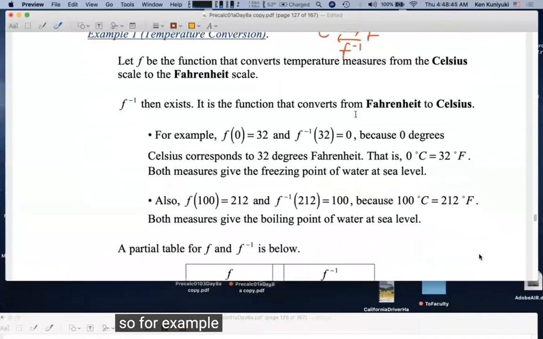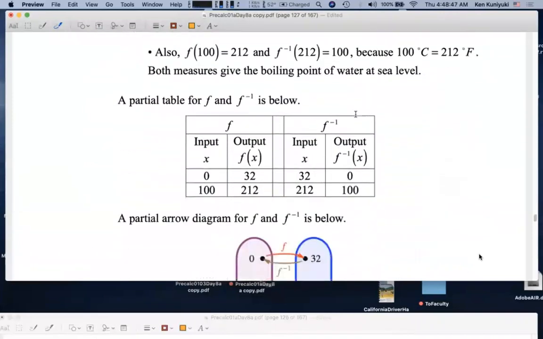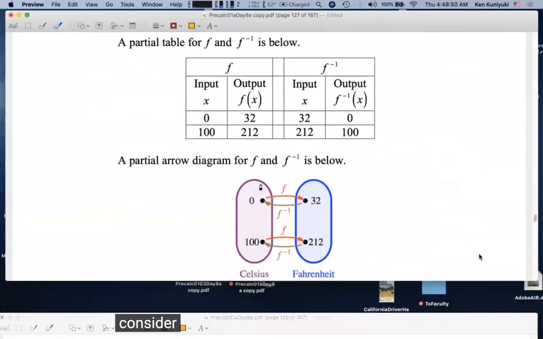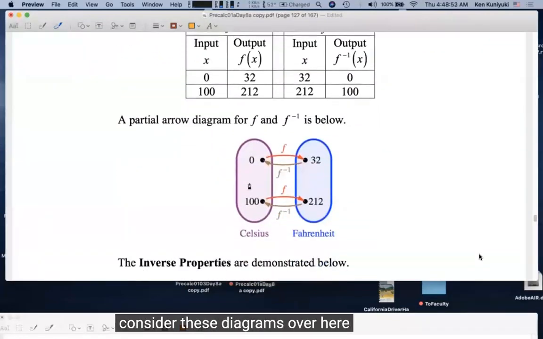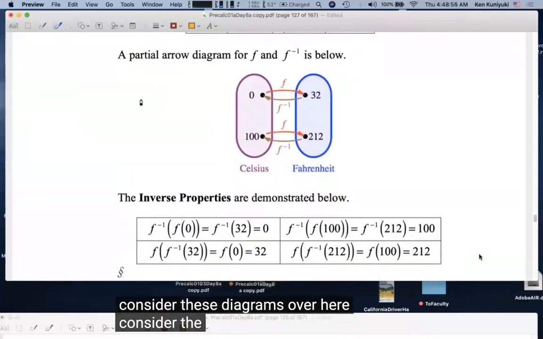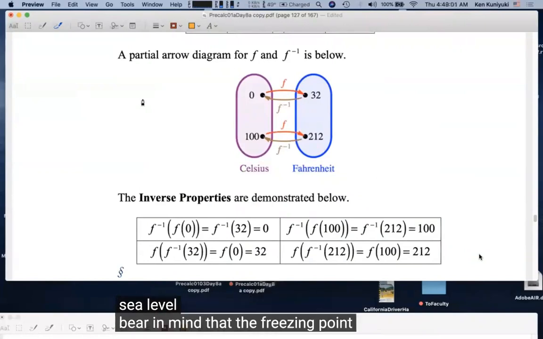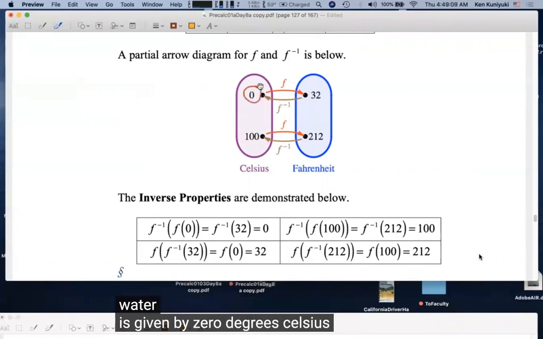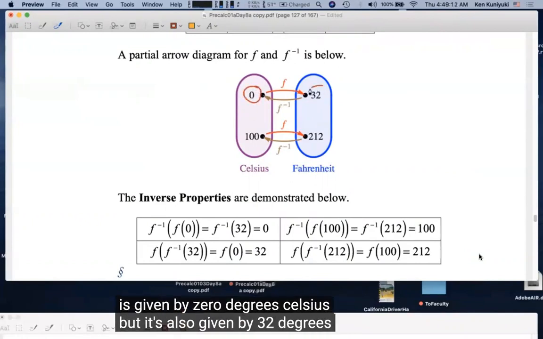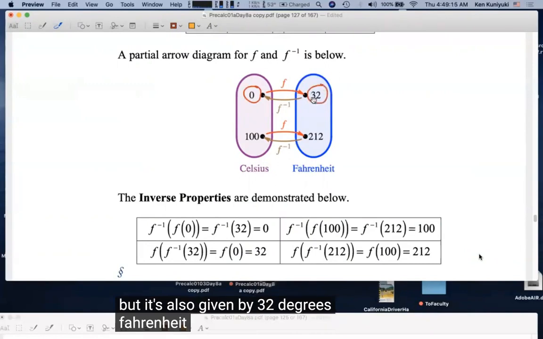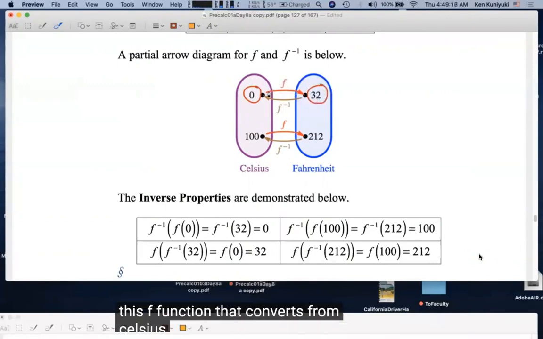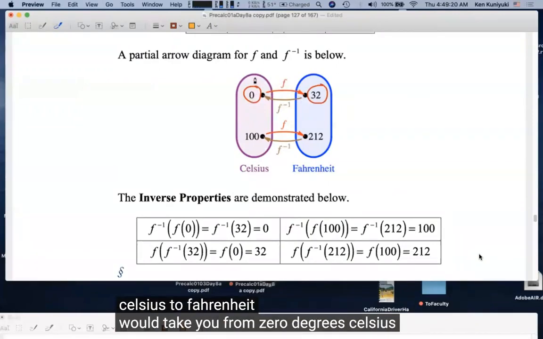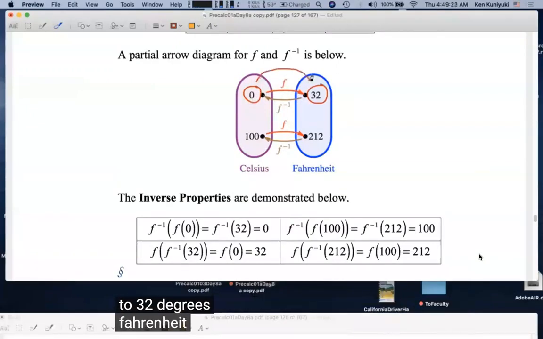So for example, consider these diagrams over here. Consider the freezing point of water at sea level. Bear in mind that the freezing point varies with elevation, but at sea level, the freezing point of water is given by 0 degrees Celsius. But it's also given by 32 degrees Fahrenheit. This f function that converts from Celsius to Fahrenheit would take you from 0 degrees Celsius to 32 degrees Fahrenheit.